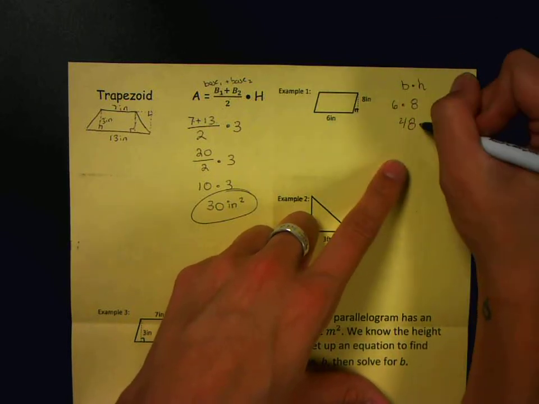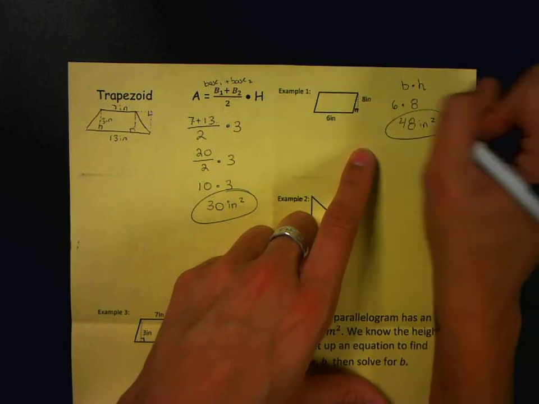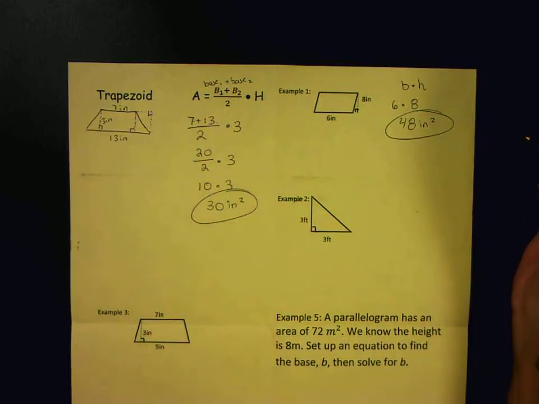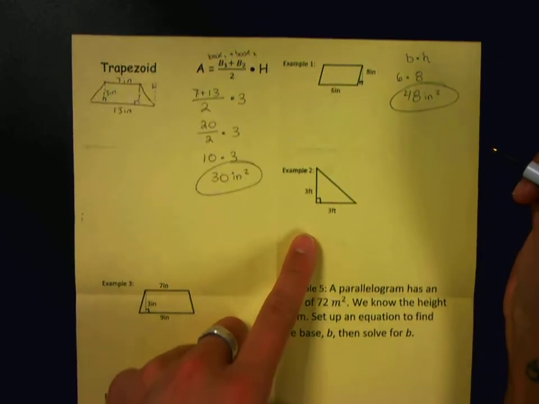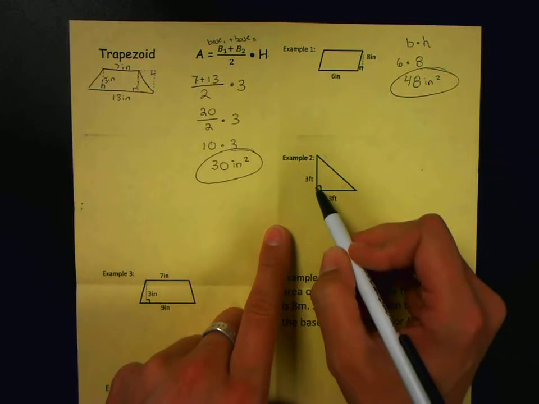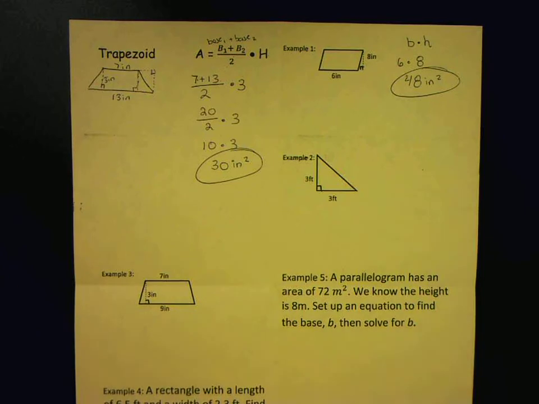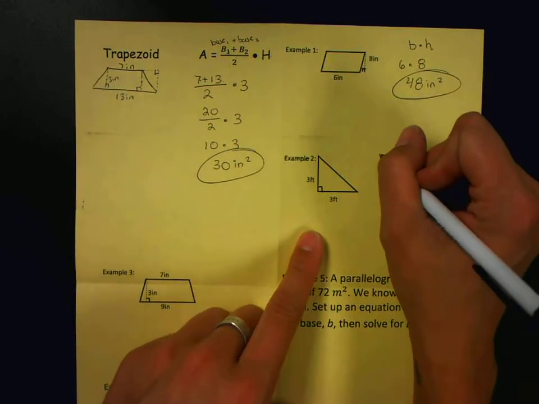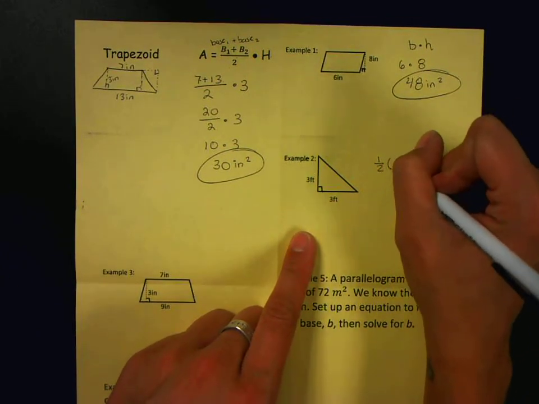Example 2. And we've got a beautiful triangle here. In this case, we have a right triangle because they make a right triangle with 2 of the bases. All right, for a triangle, remember it's half of the base times the height. So we have half of our base, which is 3, our height, which is 3.